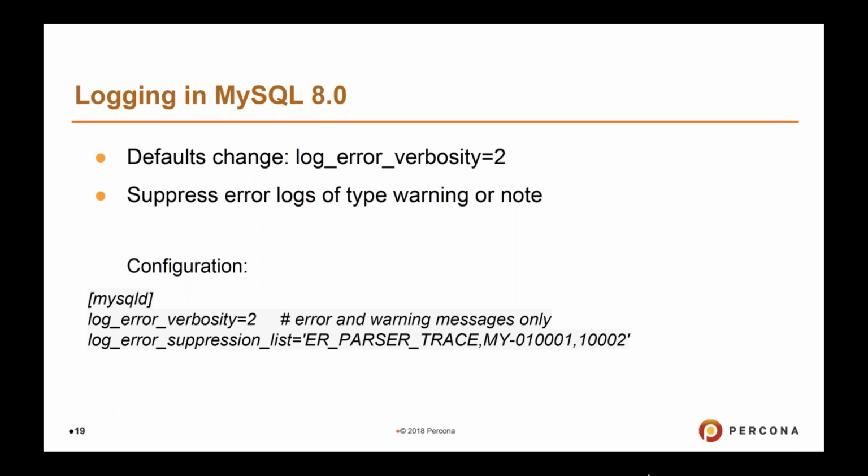For example, if I'm setting 2, in that case it will only suppress errors and warnings. And the new variable introduced is log_error_suppression_list. In this variable, I will pass my error code, which you can get from your error log, and you can suppress that particular error. If you don't want to see that particular warning, even though you're aware of it, but it's coming repetitively and unnecessarily filling your error log, in that case you can suppress that particular warning or error using this variable. This is the change in 8.0 for logging.